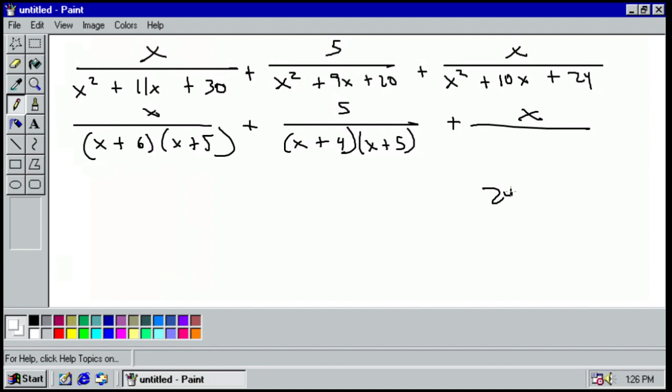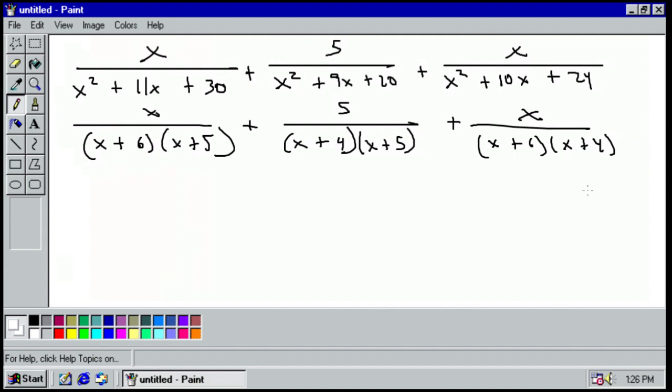Now let's find factors of 24 that add up to 10. So 24 will equal 6 and, I guess, 4. Let's try it. 6 plus 4 is 10 and 6 times 4 is 24. I'm correct. So that will be x plus 6 and x plus 4.